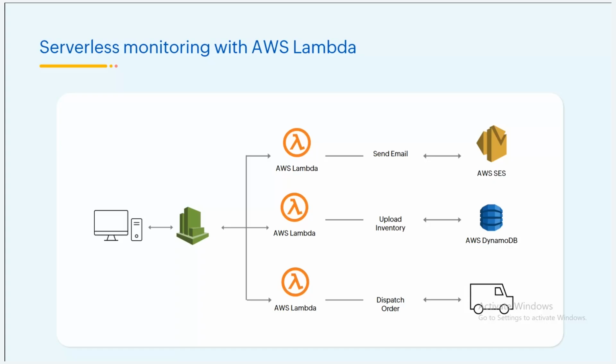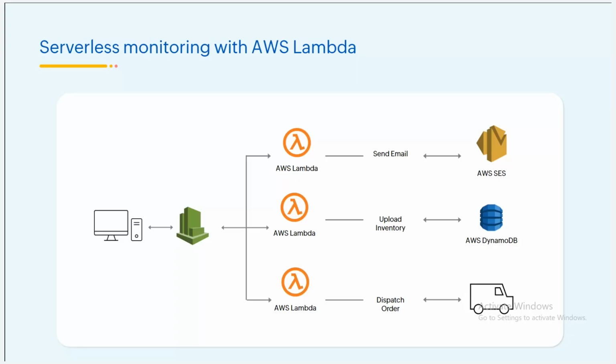A few examples include inventory updates in DynamoDB when a purchase is made, order dispatches once all the conditions are met, and email notifications sent via AWS SES. Since Lambda functions can scale dynamically and run only when needed, it's crucial to track their performance, latency, and execution status. In practice, the monitoring process would work something like this.